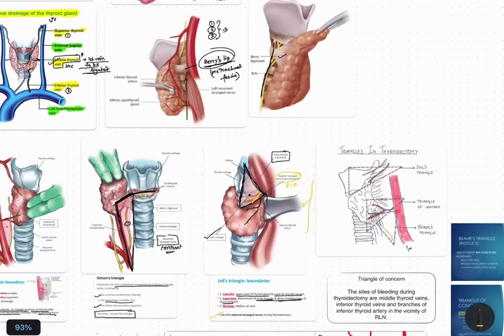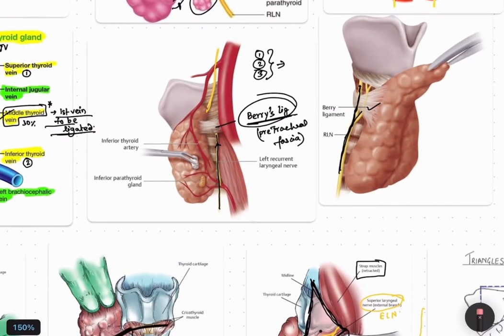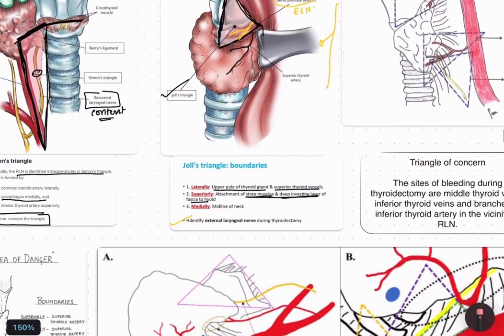and following the superior thyroid artery. I have discussed this here. See, this is the external laryngeal nerve coming along with the superior thyroid artery. Okay. Next, this is Joel's triangle.